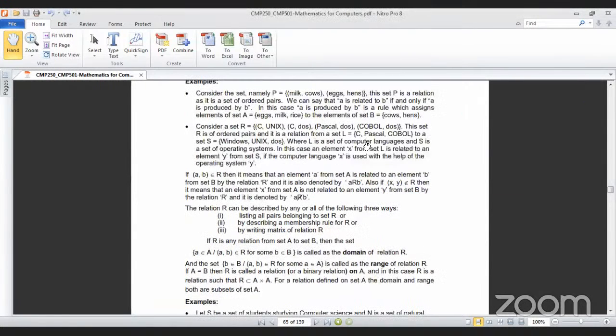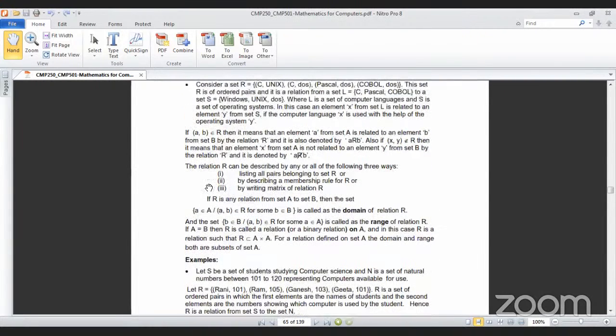Now after that, see, here you can see how we read it. If it is related, we say A is related to B. And if it is not related, A is not related to B.